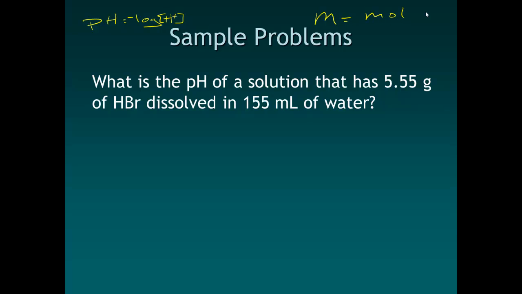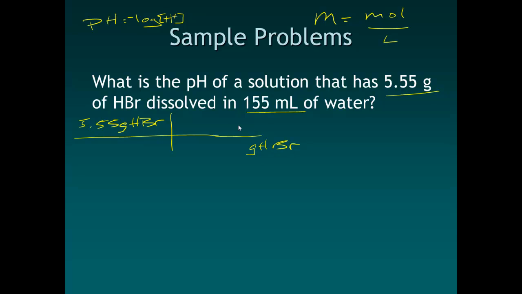Molarity, concentration, is equal to moles over liters. Well, I don't quite have moles either. I've got grams and I have milliliters. Okay? So I'm going to have to do a little bit of stoichiometry in order to figure out my moles and some conversions to get my liters. So I've got 5.55 grams of HBr. Oops, there we go. Diagonal down, I have the same units, grams of HBr to moles of HBr.